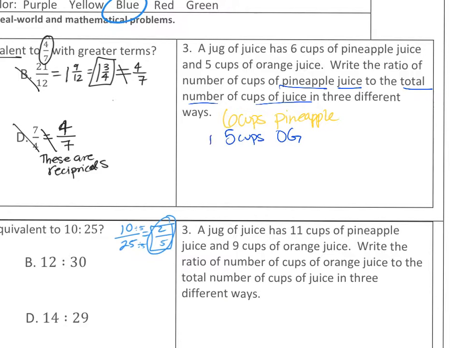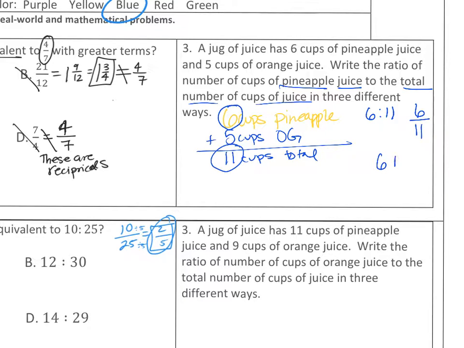So the total number of cups of juice is not 5 or 6. It's those two together, which is 11 cups total. And it asks you for pineapple juice first. So pineapple juice to the total number. So that would be 6 to 11, and then 6 to 11. 3 different ways. That's how I'm writing my ratios.